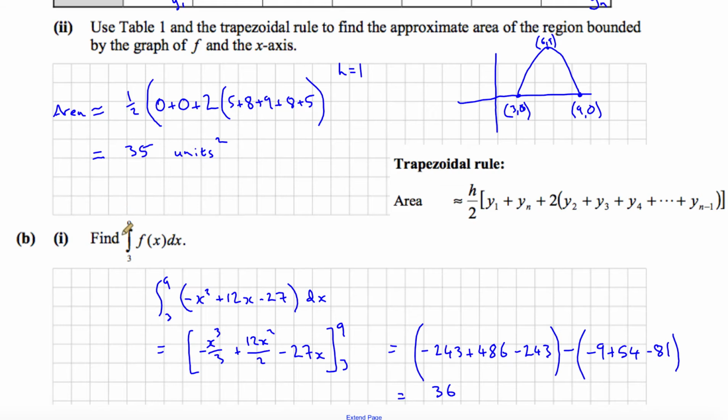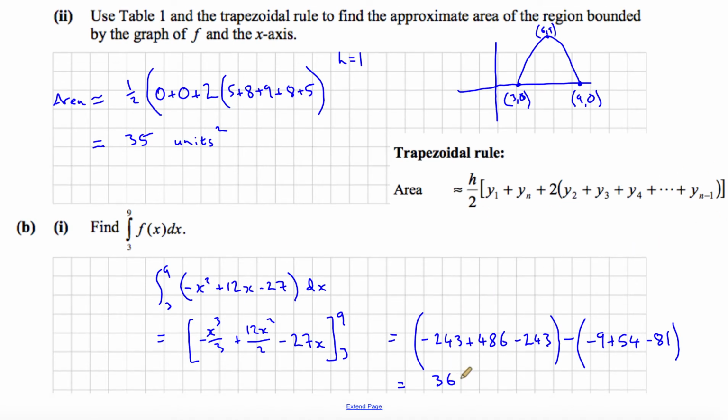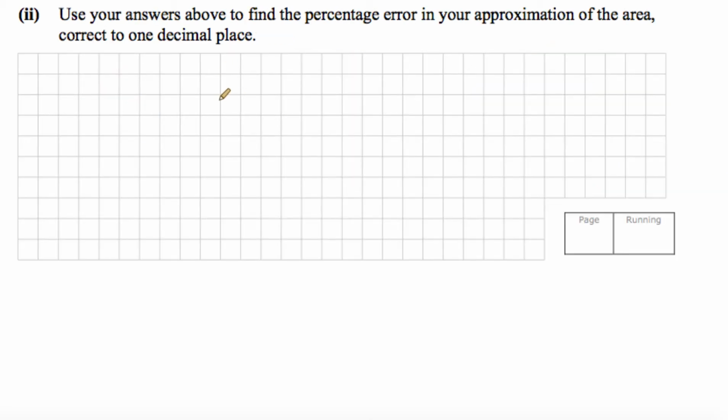Now 3 and 9 happen to be the points where this function crosses the x-axis. And we know that integrating a function finds the area between that function and the x-axis. So what that means is our answer of 36 is the exact area under this curve between 3 and 9 on the x-axis. So we know the exact area was 36 and our approximation was 35. And part 2 is asking us to find the percentage error in the approximation.